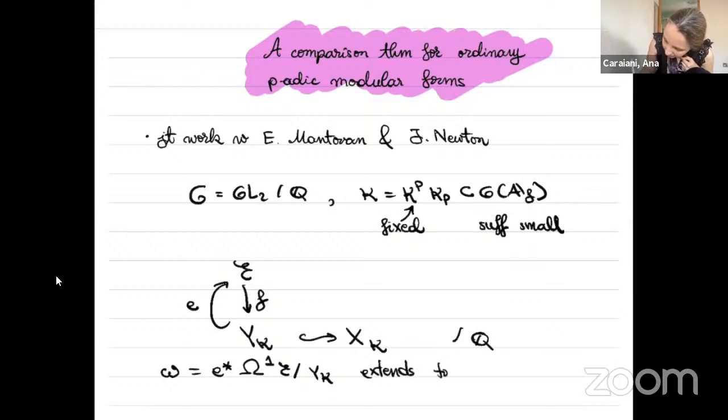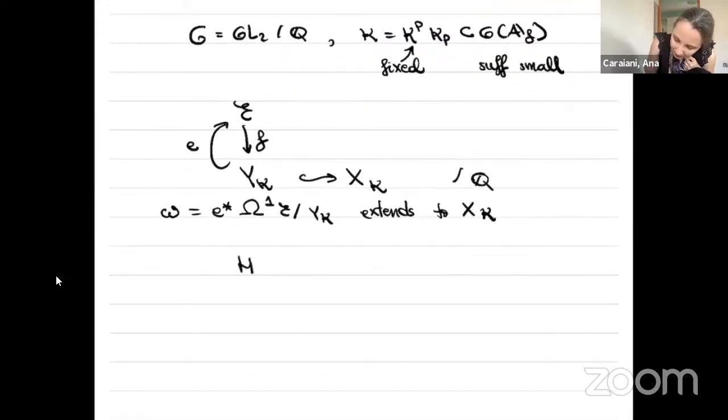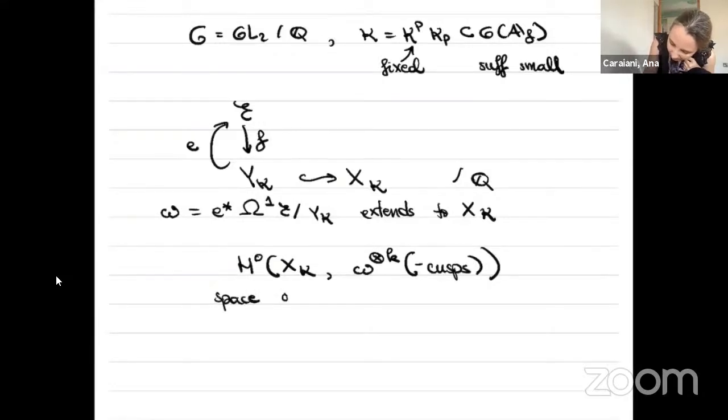And so modular forms can be defined as sections of various tensor powers of this automorphic line bundle. More specifically, I'm interested in the space of cusp forms. So I can look at H^0 of X_K, and I want to take the k-th tensor power of omega_K, and I want to allow zeros at cusps. And this would be a space of cusp forms of level K and weight k.